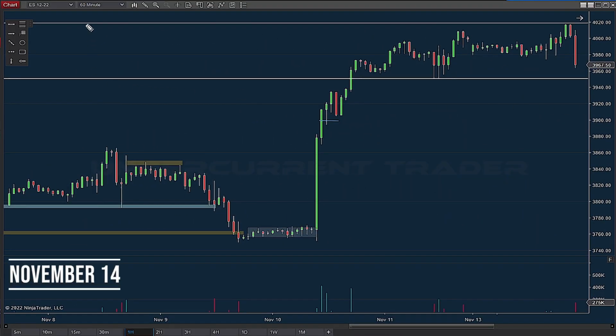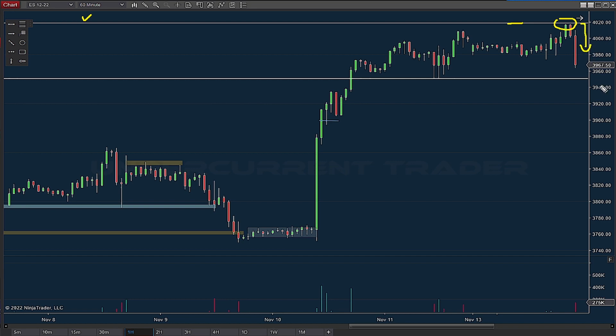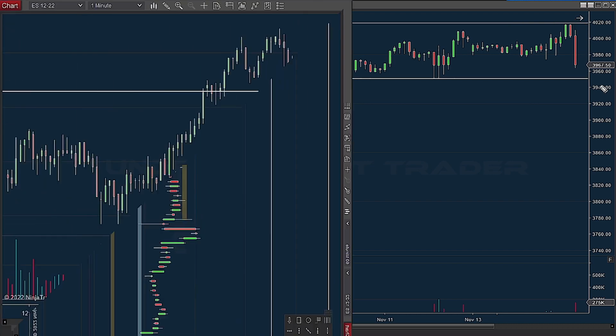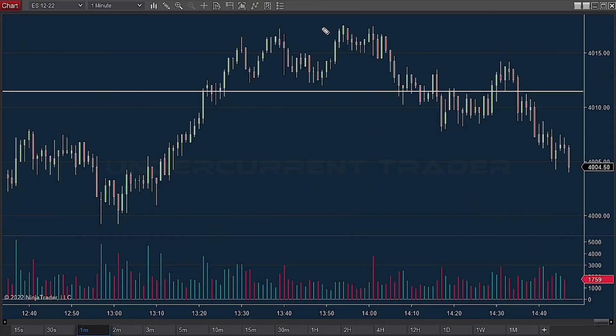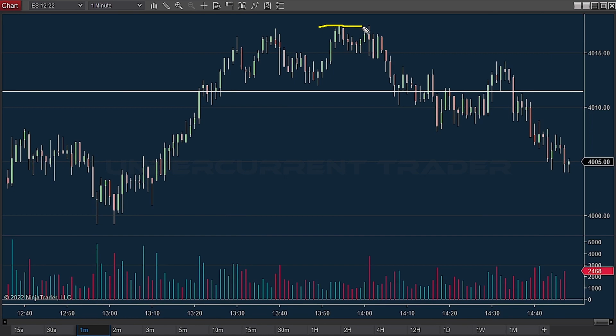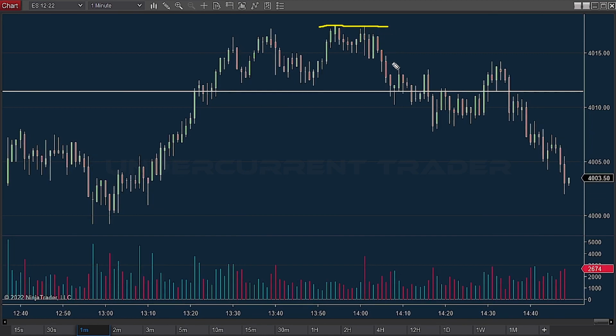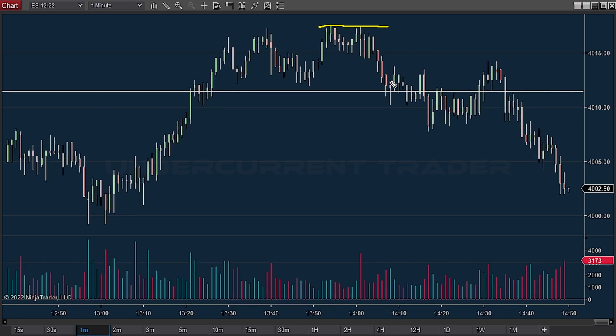On this 60-minute chart, we can see that the price attempted to break out past the resistance level, represented by the previous day's high, but failed as it didn't have enough momentum to maintain its direction. Switching here to a 1-minute time frame, we can see the formation of this double top pattern, which, as you know, is considered a bearish reversal signal. And this is because this sort of pattern indicates that the previous uptrend may be losing momentum.